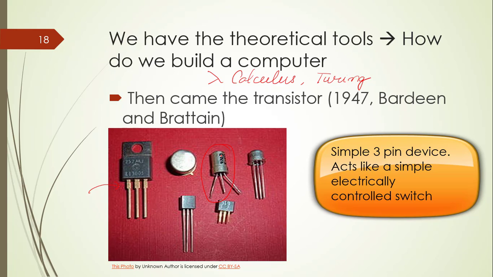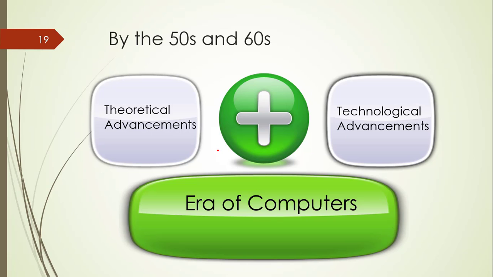These transistors were pretty much the key ingredient of early computers. But transistors initially were actually not used. They were used much later. Initially, people worked with vacuum tubes like triodes and diodes and so on. That is conceptually similar technology to a tube light, let's say. By the 50s and 60s, we had the theoretical achievements. We had the technological inputs that were needed. That began the era of computers.